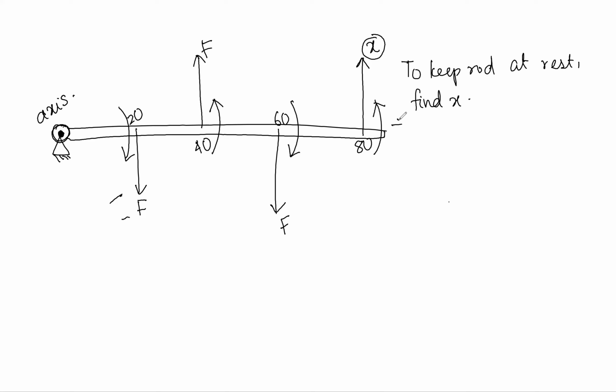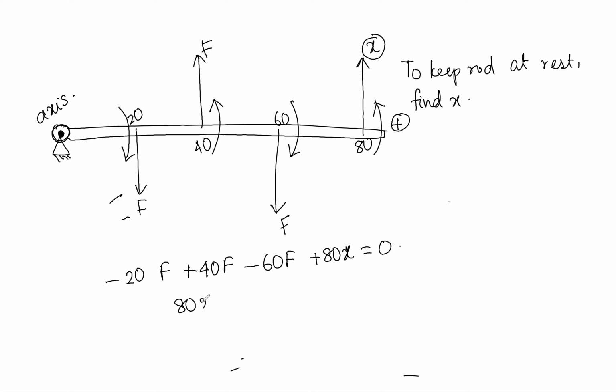Choose some direction as positive. Let's say this direction is positive. Then you start writing all the torques. So the first torque is going to be negative, minus 20 into F. The next torque is going to be positive, so plus 40 into F. The next torque is going to be negative, so minus 60 into F. The last torque is going to be positive, plus 80 into X, is equal to 0.